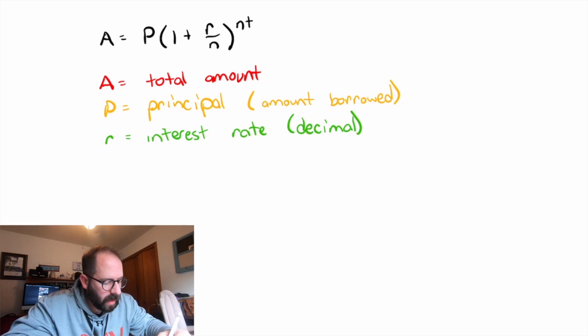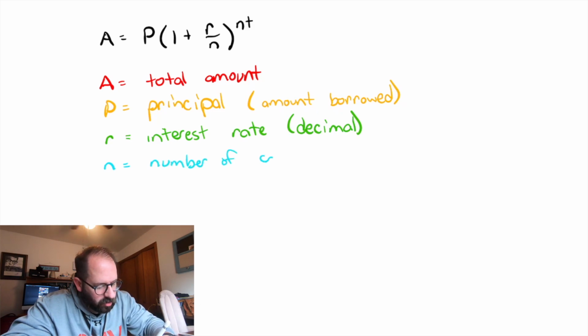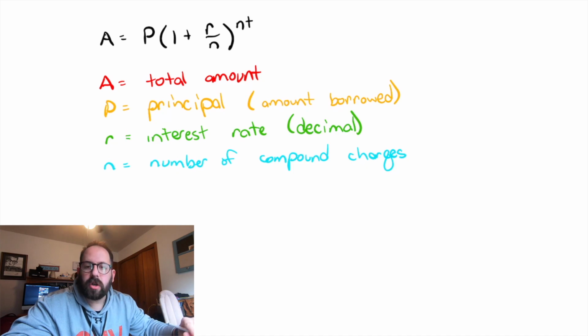The N is the number of compounds, the number of compound charges. It's like a fee. Again, you get charged a fee every month on a credit card or a mortgage or a student loan if you don't pay it off. Keep that in mind. It happens even if you make your payment, you still get a compound charge. It's when you pay it off that it stops.